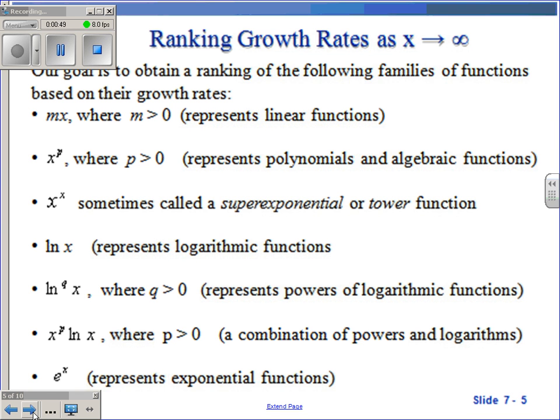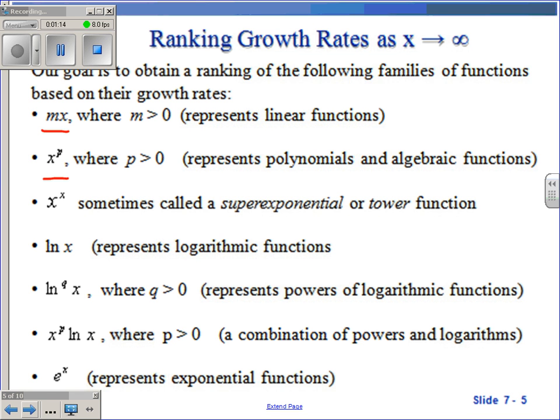Now, what we're going to look at is certain families of functions. We're going to look at all the functions of the form m times x, where m is some positive number. That's going to be representative of our linear functions. Then we're going to look at families of functions of the form x to the p, where p is a positive number. This is going to be like our polynomials.